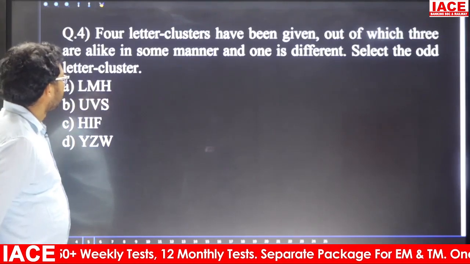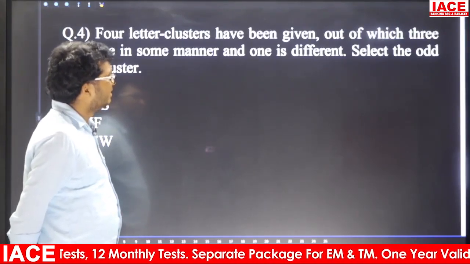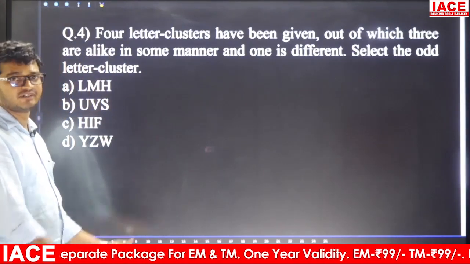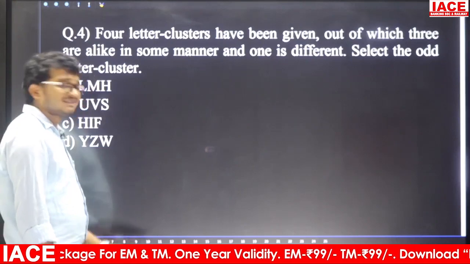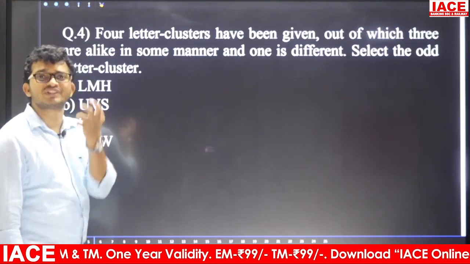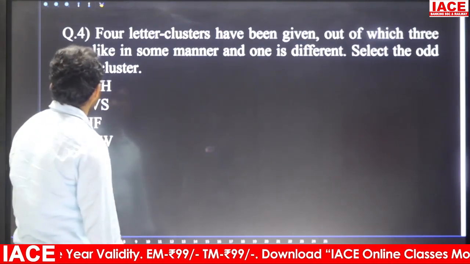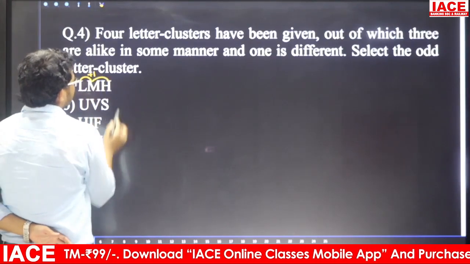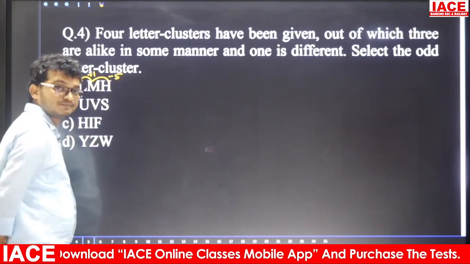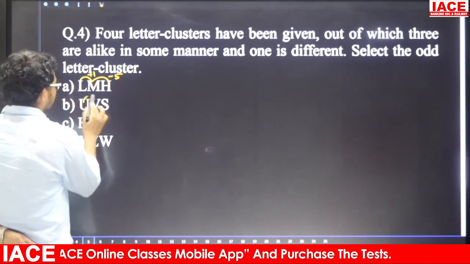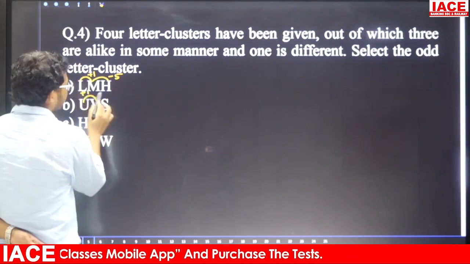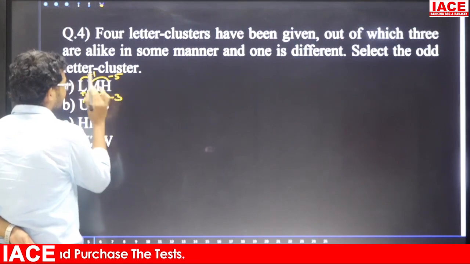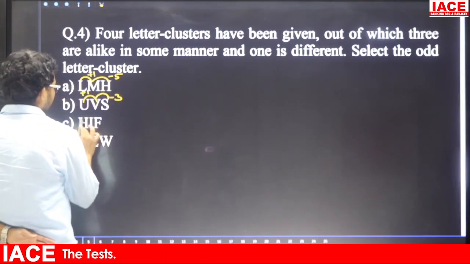Question number 4: 4 letter clusters have been given, out of which 3 are alike in some manner and 1 is different. Select the different one. So out of the given 4 options, 3 are the same and 1 is different. Which one is different? Take the first one. Friends, L and M logic is plus 1. M and H logic is minus 5. Next, U and V logic is plus 1. V and S logic: V is 22, S is 19, so this one is minus 3.